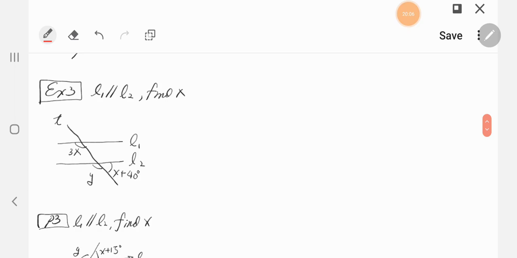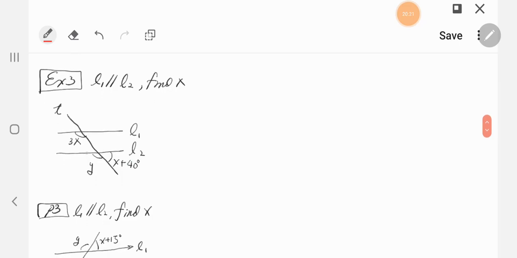Example 3, line 1 and line 2 are parallel, and T is a transversal. And then find X. Okay, X is in the lower right corner in line 2. So let's use all our definitions. Line 2 is a straight line. And these 2 angles, Y and X plus 40, are on the straight line. So the sum of these 2 angles is what? Y plus X plus 40. Right? That should be equal to 180. So a straight line forms 180 degrees.